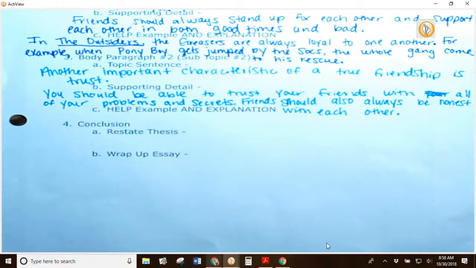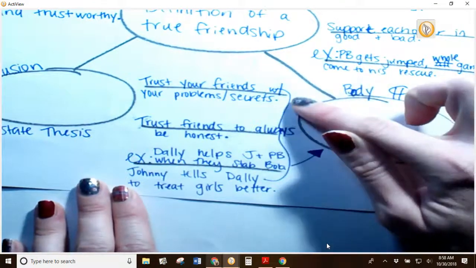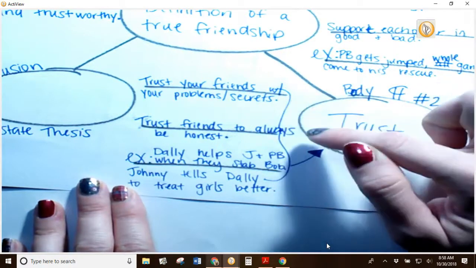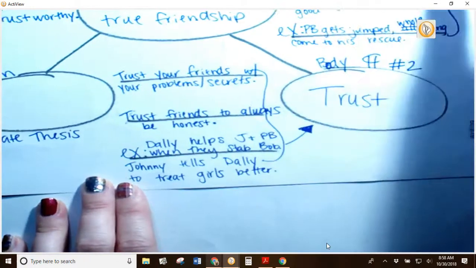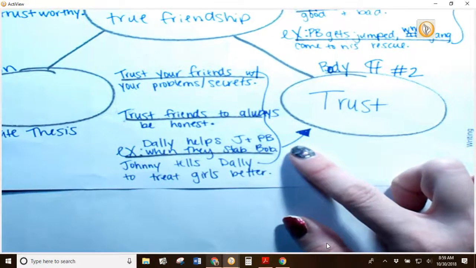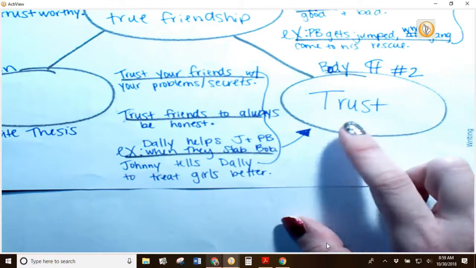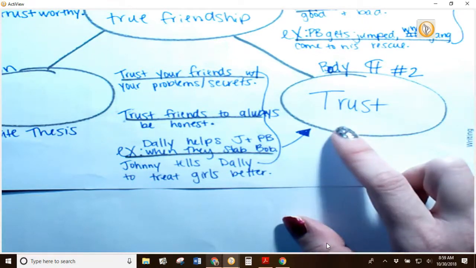So on our bubble map for our second body paragraph, we said for trust, you should be able to trust your friends with your problems and secrets and trust your friends to always be honest. And then we used 2 examples. We found 2 examples from The Outsiders when Dally helps Johnny and Ponyboy when they stab Bob. Okay, when he gives them money, he helps them find a place to stay. So they trusted him and they were able to tell him what they did, their problem, and he kept it to himself and helped them out.